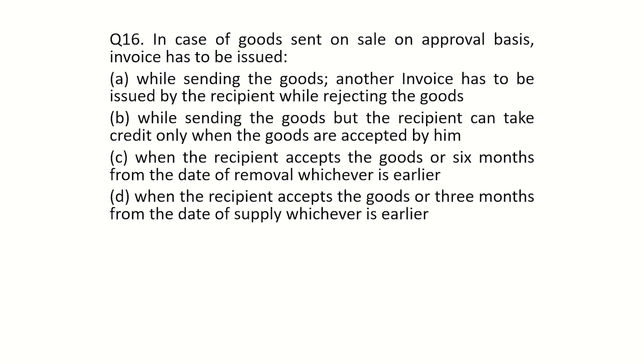Next question. In case of goods sent on sale or approval basis, invoice has to be issued. Options given are: while sending the goods; another invoice has to be issued by the recipient while rejecting the goods; while sending the goods, but the recipient can take credit only when the goods are accepted by him; when the recipient accepts the goods, or 6 months from the date of removal, whichever is earlier; and the last option, when the recipient accepts the goods, or 3 months from the date of supply, whichever is earlier.